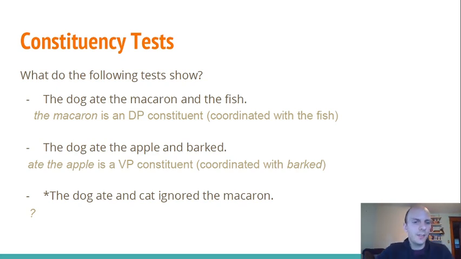Let's try another one here. The dog ate and cat ignored the macaron. Right? So what are we coordinating? Well, we're coordinating "the dog ate," as in the dog ate the macaron, and we're trying to coordinate it with "cat ignored." It just doesn't really work, right? We know semantically what this last sentence is trying to say: the dog ate the macaron and the cat ignored the macaron. But the test just doesn't work. And why doesn't the test work? Because our resulting sentence is ungrammatical. That's important. We've had mostly successful ones so far, so it's good to see some examples of ungrammatical, failed tests.